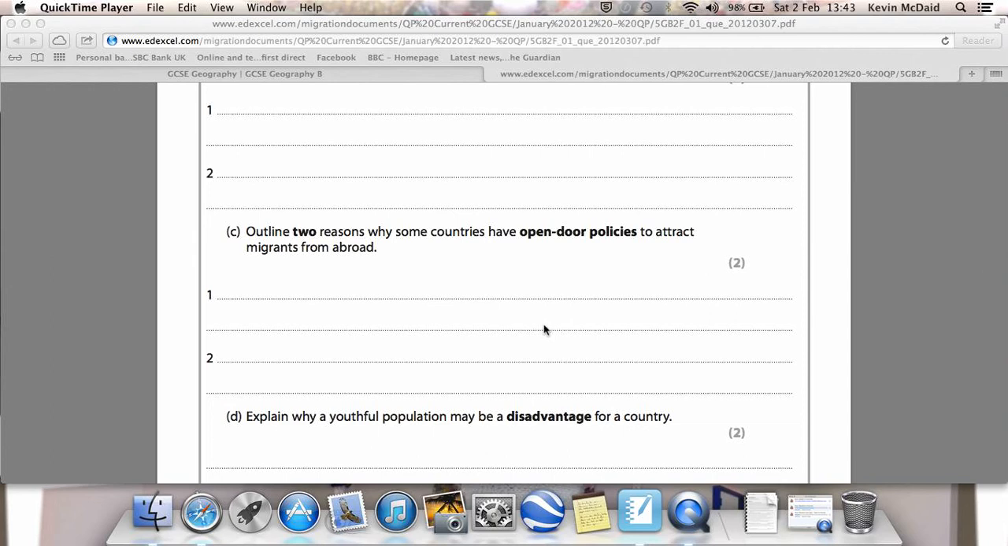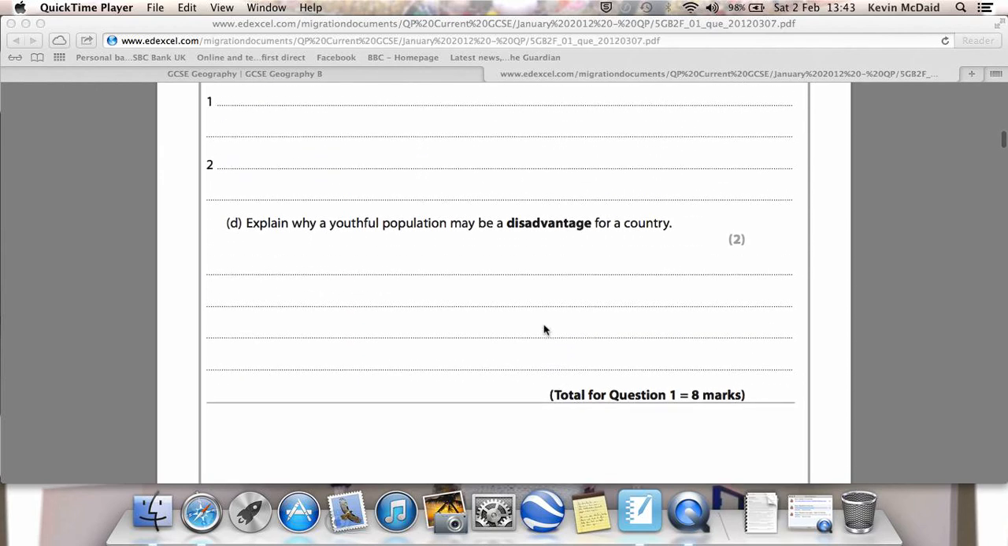2 reasons why? Well, maybe there's just simply not enough people working in a country. The government needs people to work to pay tax. Maybe there are shortages of certain types of people to do certain types of jobs in a country. Maybe the population is going down really, really quickly. Okay, so there's a whole number of reasons why some countries just fling their doors open and let anyone in.